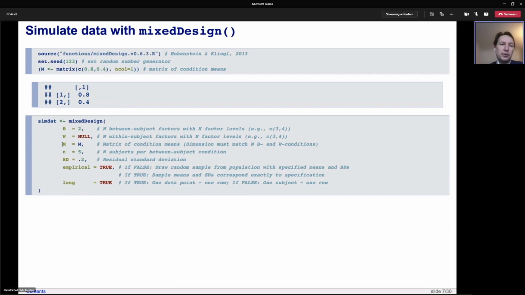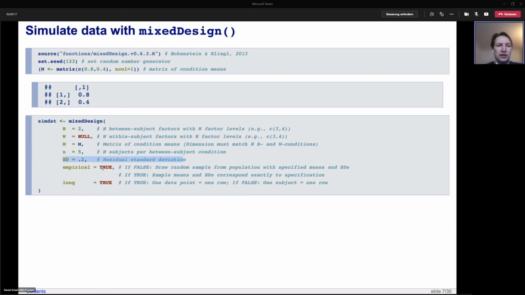And then we specify M as the matrix of condition means, so the dimension must match the between and within conditions. So here we have no within subject factor, so we have just one column, and we have two between subject conditions, so two rows. And then we specify we want to have 5 subjects per condition, and we specify the residual standard deviation.